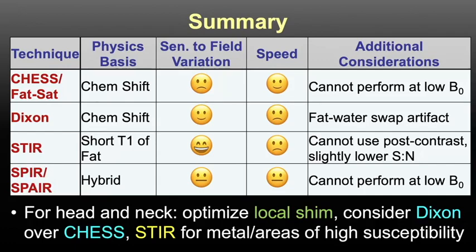We may want to consider Dixon over CHESS and just try it out to see how it looks on your scanners, especially because it tends to offer more uniform fat suppression in this very challenging area. And consider STIR for patients with a lot of metal implants or areas of high susceptibility where you can't get good image quality, say, from Dixon or CHESS.